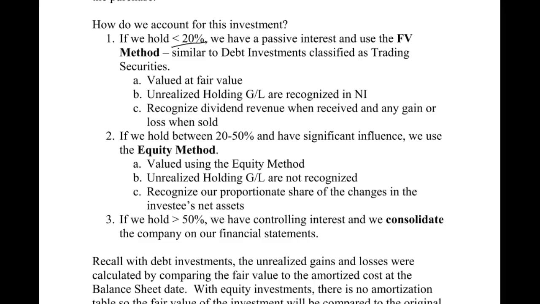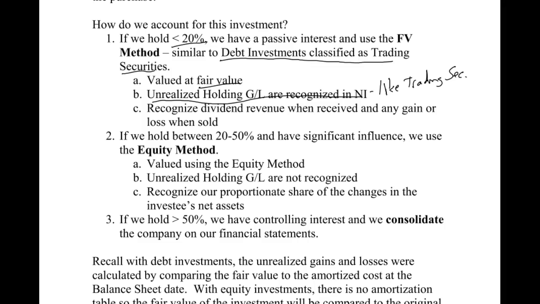This is also called the fair value through net income method, and that just means that the unrealized holding gains and losses are going to be recognized in net income. So this is like the trading securities from the debt investment portion, because remember we recognized those as well. The accounting is similar to debt investments classified as trading securities, meaning we value them at fair value. So every balance sheet date, we adjust them up or down to their fair value.